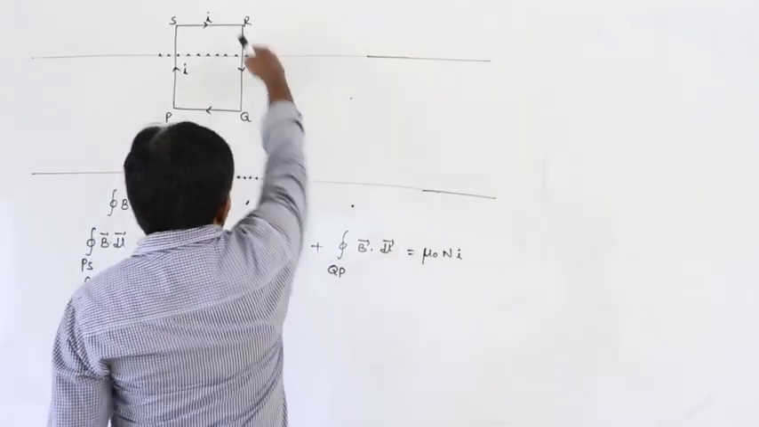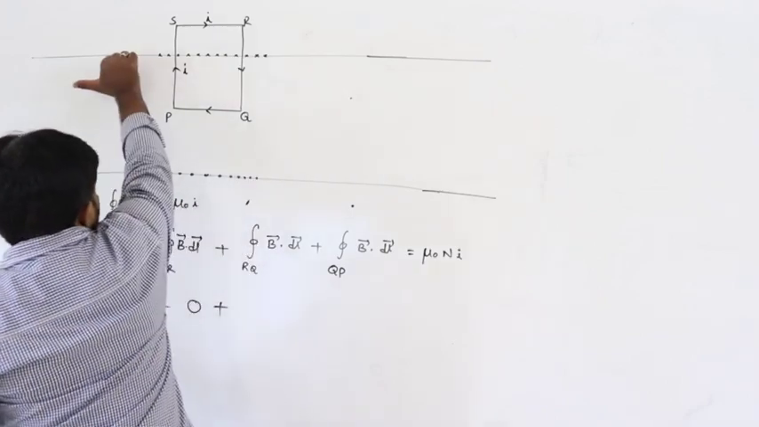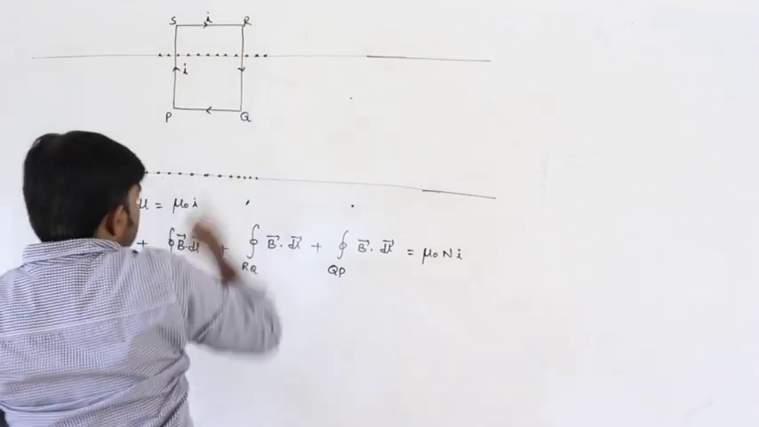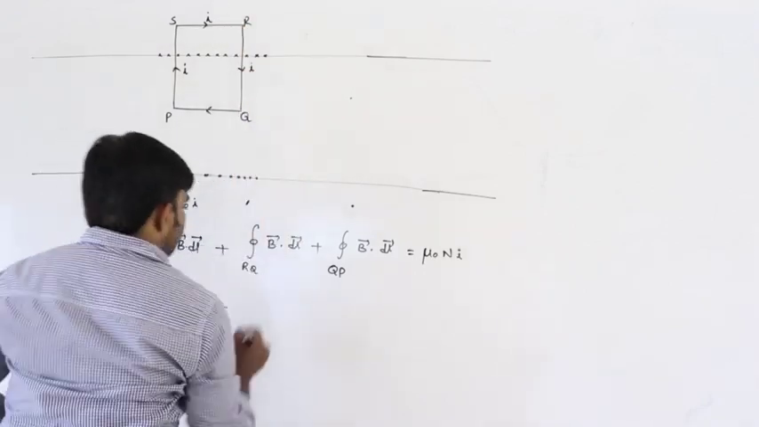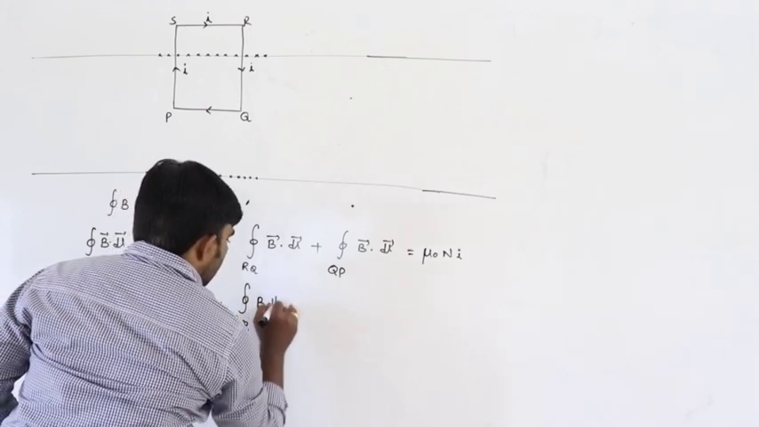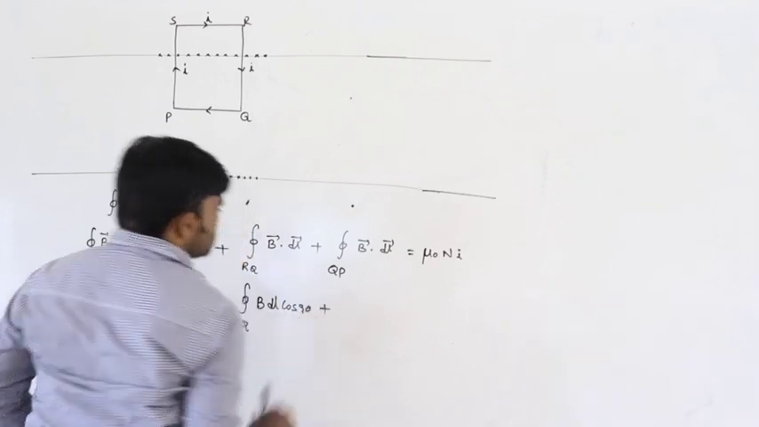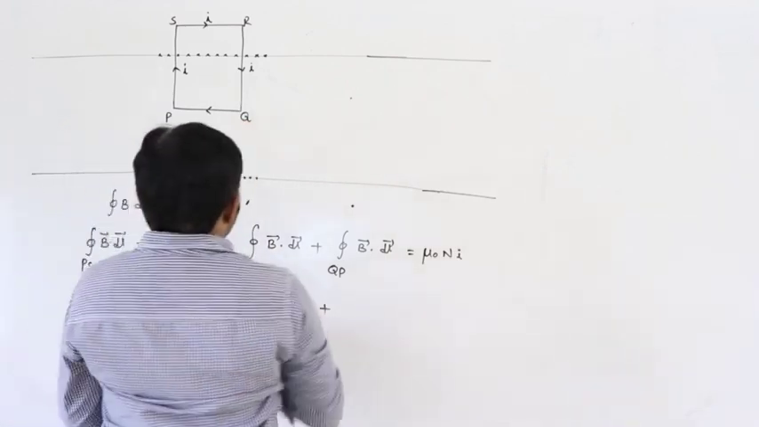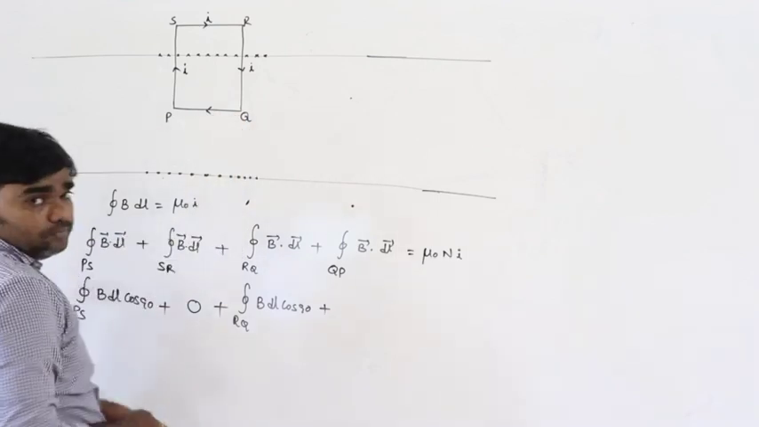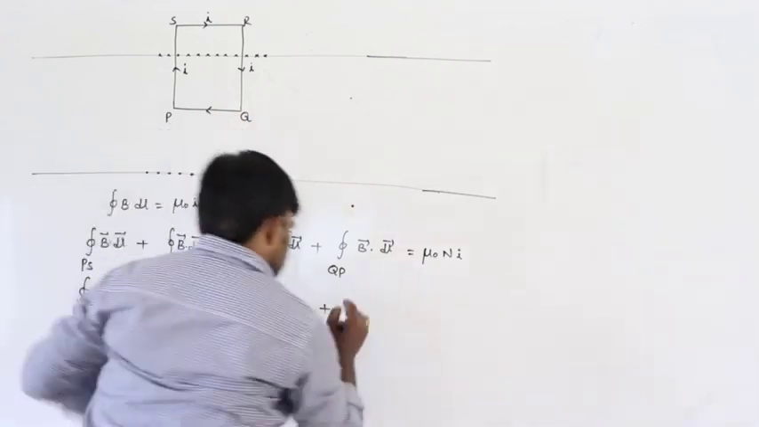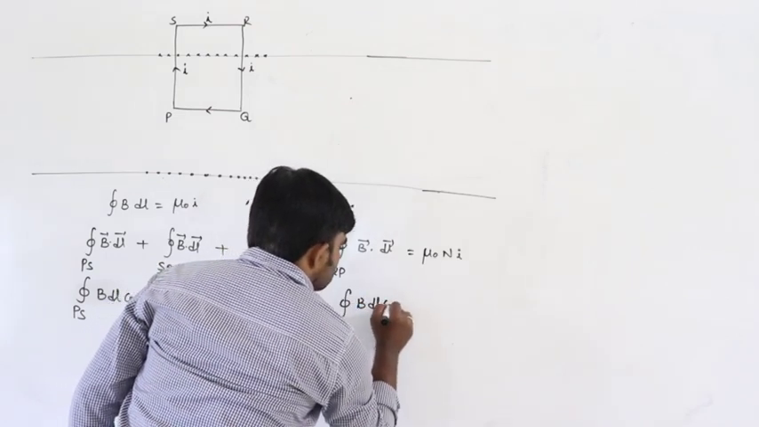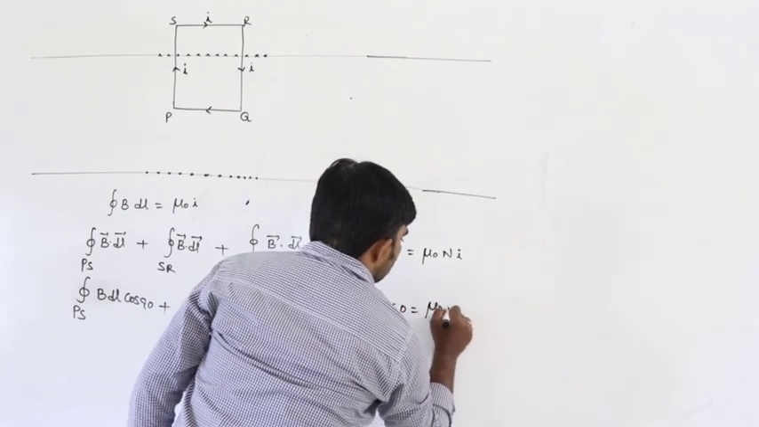Next come to RQ. Again this is the direction of the magnetic field and this is the direction of the current, so integral of RQ B dl cos 90, plus. Next come to QP. Here the magnetic field is in this direction and the current is also in this direction. That's why integral of QP B dl cos 0 equals mu naught N I.